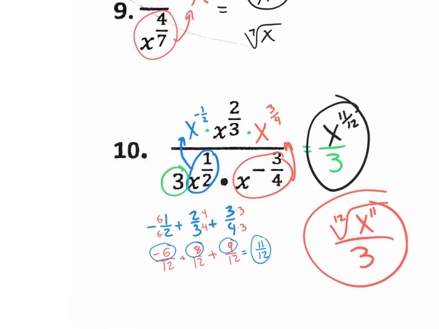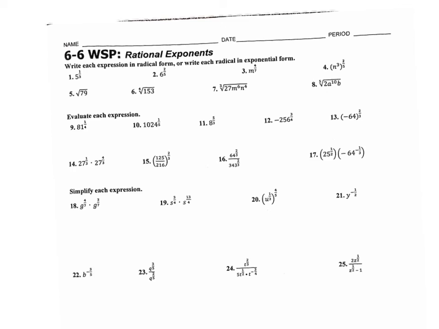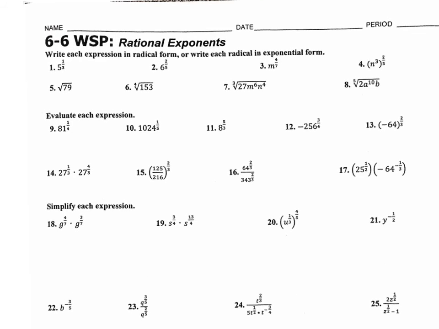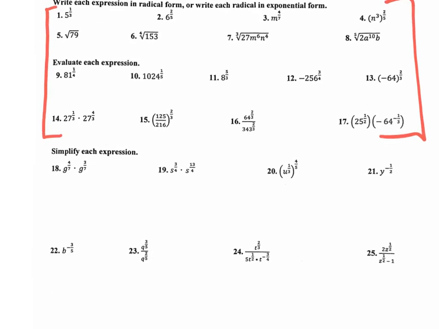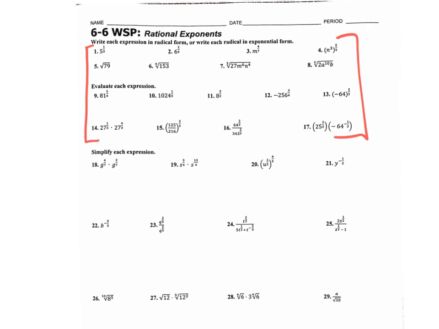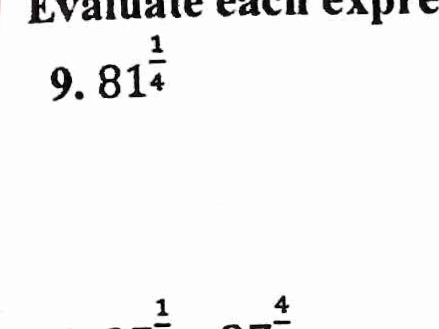So I'm pretty much done with the practice problems. Now I need you guys to practice by looking at our worksheet. We're doing 6.6 WSP. We're doing 1 through 17 odd. So from here all the way down to here, we're only doing the odd ones. And then from 18 to 29, we're doing all of them. Okay? So again, let me reiterate that there's so many different ways that you could actually do these problems.